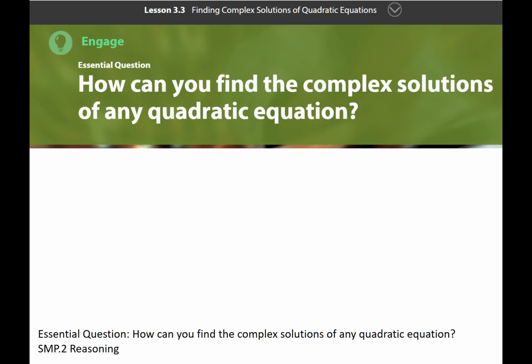So today we're going to talk about finding complex solutions of quadratic equations, and we're going to answer the question, how can you find the complex solutions of any quadratic equation? So far the tools we've had are factoring and roots. Those are two ways to find solutions of quadratic equations. Now we're going to look at some that include complex numbers, okay?